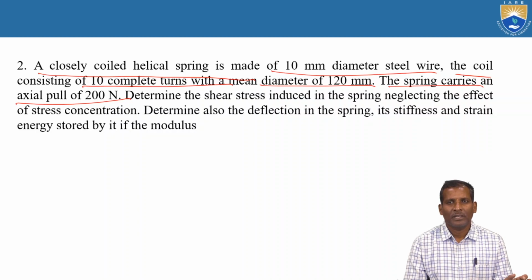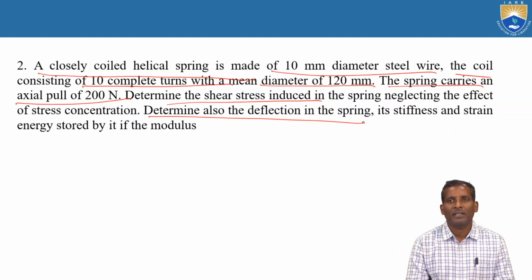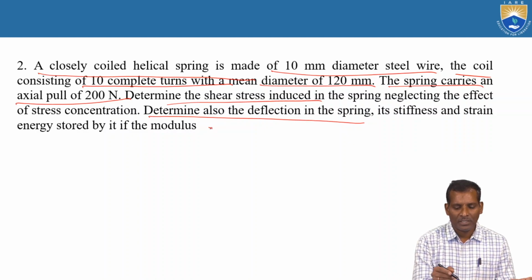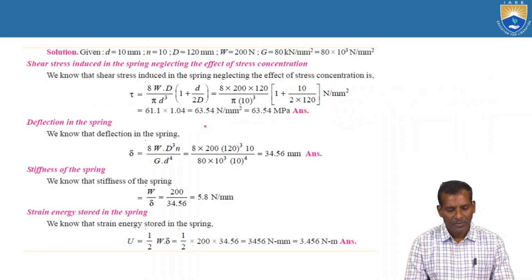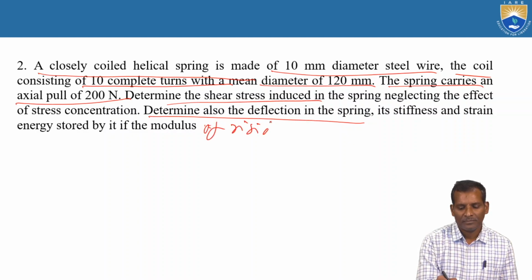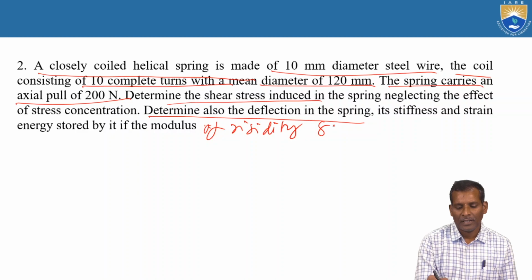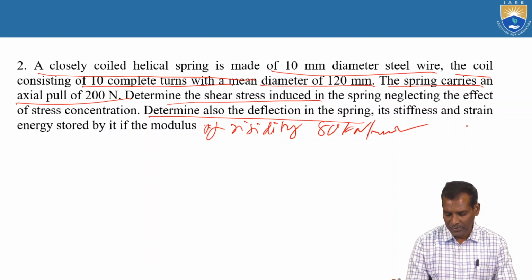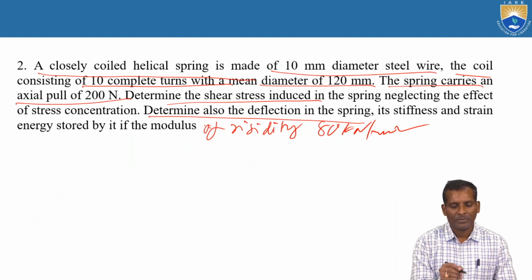Here, neglecting the effect of stress concentration, no need to take all factors. So shear stress needs to be calculated, not given. Also determine the deflection of the spring delta, its stiffness and strain energy stored by it, if the modulus of rigidity is given as 80 kilonewton per mm square.